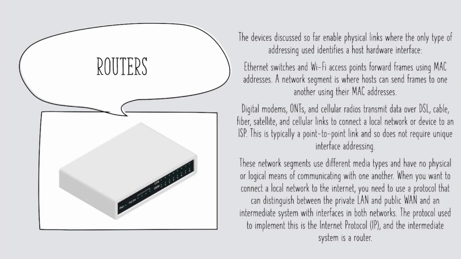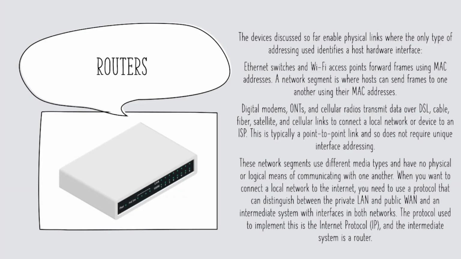Digital modems, ONTs, and cellular radio transmit data over DSL, cable, fiber, satellite, and cellular links to connect a local network or device to an ISP. This is typically a point-to-point link and so does not require unique interface addressing. These network segments use different media types and have no physical or logical means of communicating with one another.